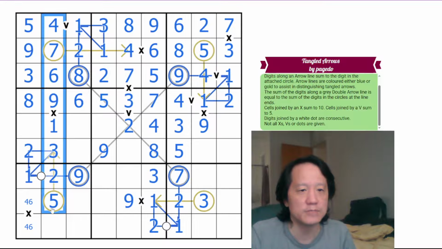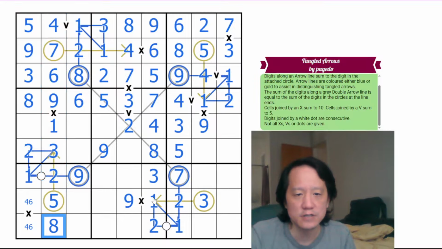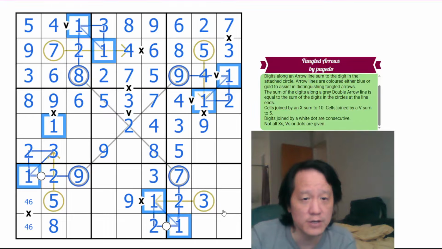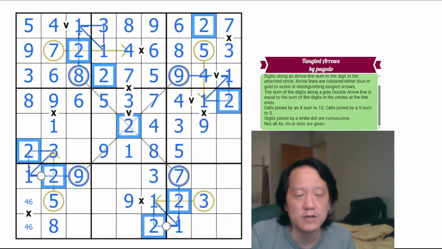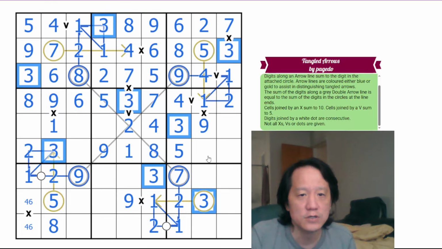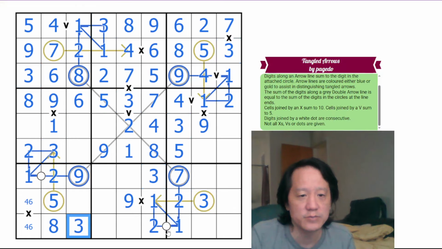Remaining digit in column 2 is 8. Actually, let's just do, how many 1s do we have? We have 8 1s. We know where the last one has to be. It has to be there. 1, 2, 3, 4, 5, 6. We have all 9 2s. We have 8 3s. So we know where the last 3 has to be. It has to be here.